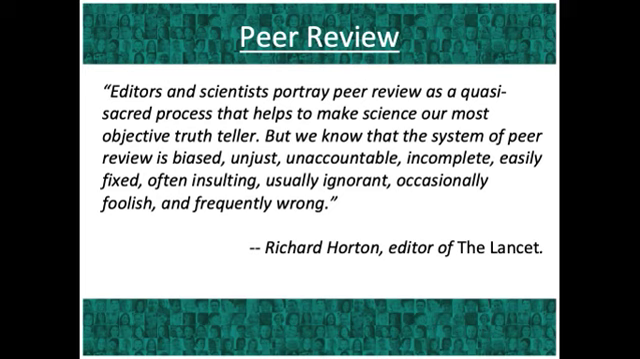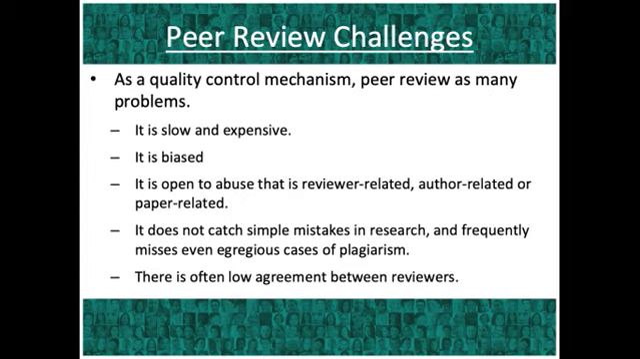So what are some of the problems with peer review? Well, as a quality control mechanism, peer review has many, many problems, okay? It's slow and expensive, it's biased, it's open to abuse, it sometimes doesn't catch simple mistakes in research and even misses egregious cases of plagiarism. And in research that's looked at the peer review process, there is often low agreement between reviewers, suggesting that they have either personal or professional biases, okay? So reviewers have biases that sometimes they're unable to disregard when they read a grant application or paper.